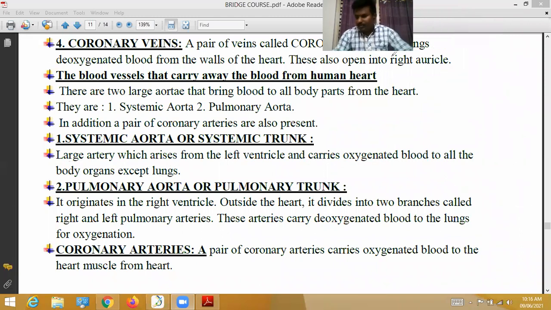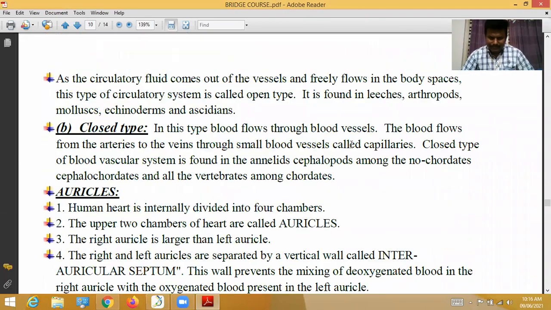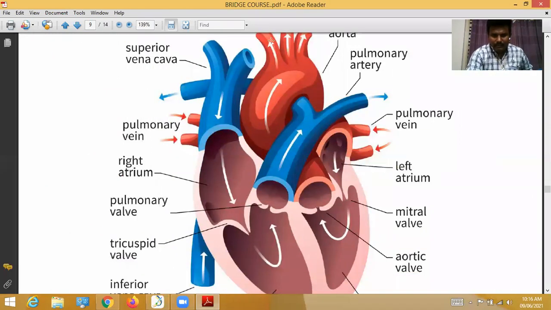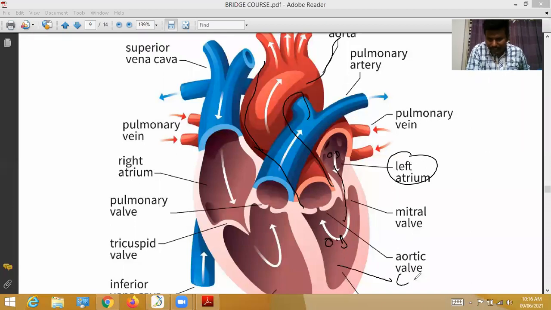In the actual diagram, I will show. Have a look at that. Here, this is called the systemic aorta. So oxygenated blood is in the left auricle. From the left auricle, oxygenated blood enters the left ventricle. From the left ventricle, oxygenated blood enters the systemic aorta and passes to various body parts. That is called the systemic aorta.